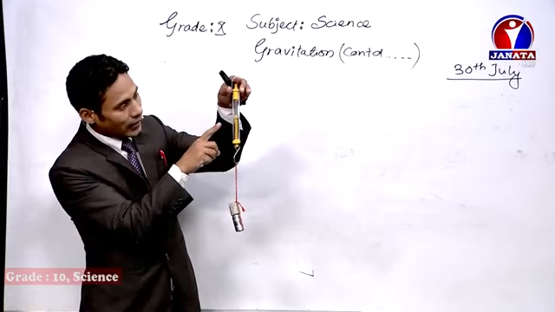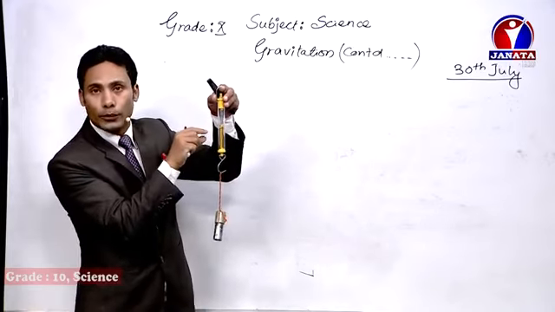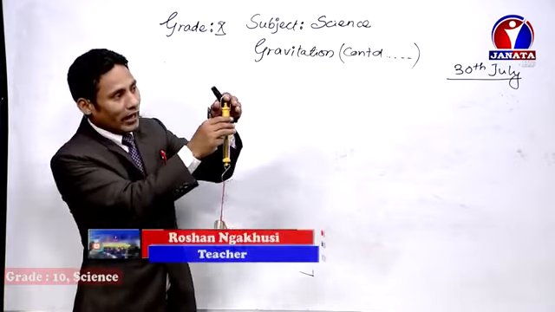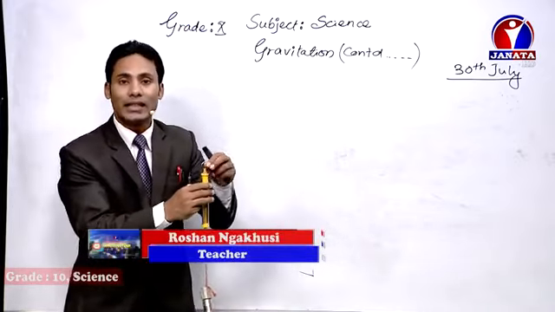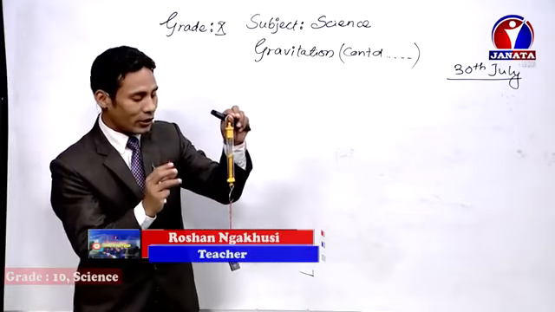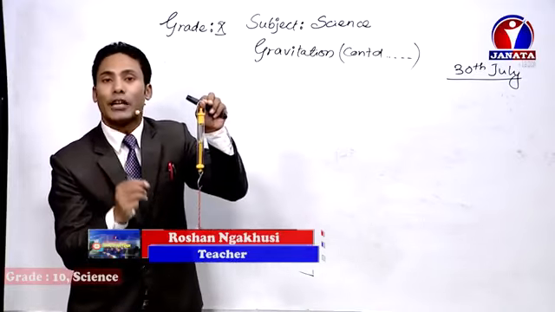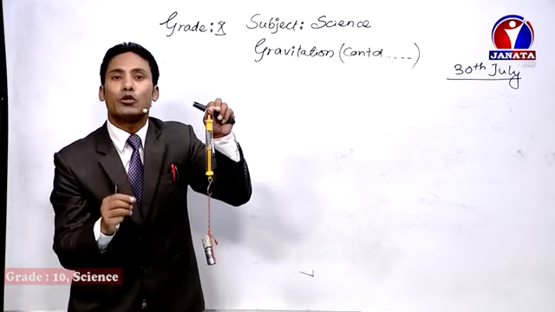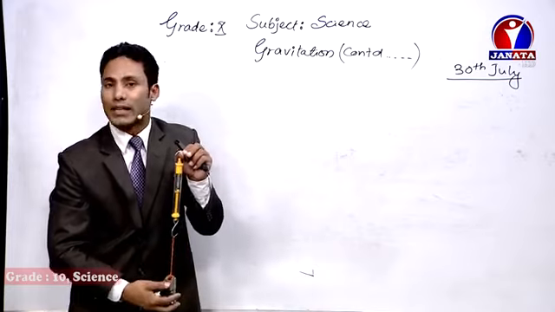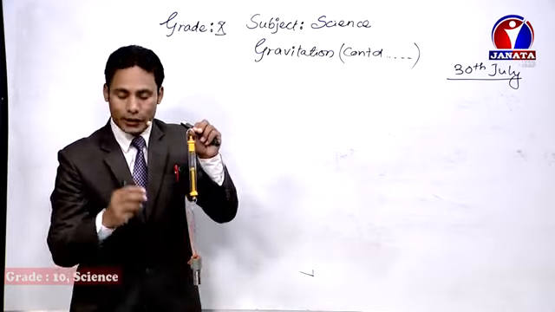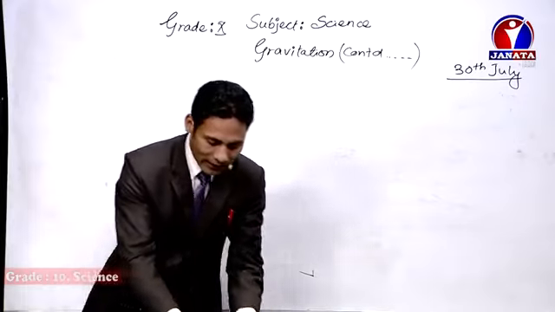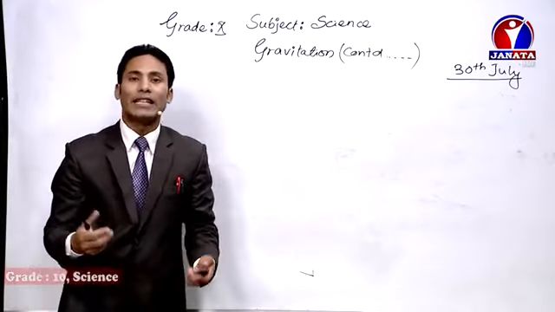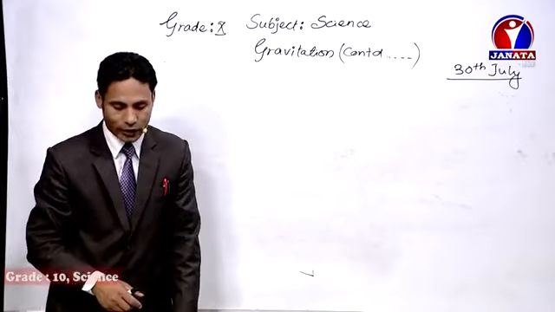In that condition, the 3 Newton weight is shown. But if I release both like this, then if we try to read the weight in that condition, the weight is 0. So the condition of a body when the weight seems to be 0 is called weightlessness. Clear? That means weight is 0. That condition is called weightlessness.